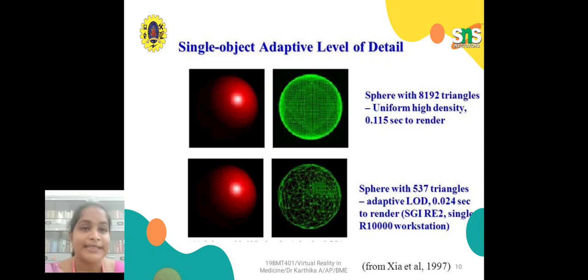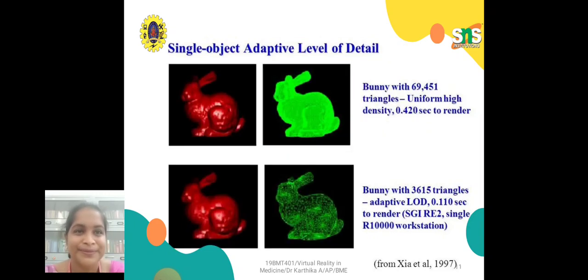See here, single object adaptive level of detail example: sphere with 8192 triangles, uniform high density, and 0.115 second to render. See here, the second one is sphere with 537 triangles, adaptive LOD, 0.024 second to render. See the clarity. Which one is better? Which suits the VR environment?